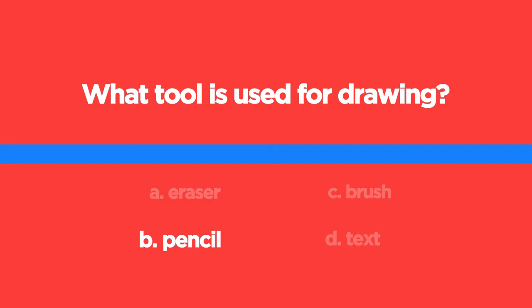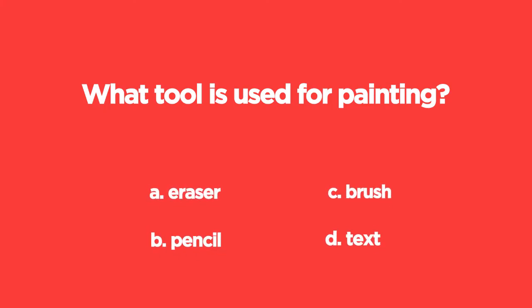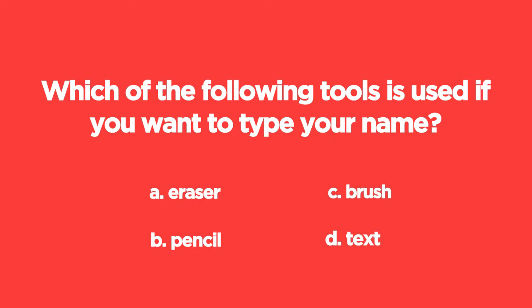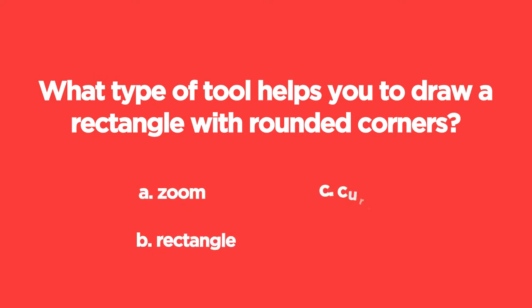Pencil. Number 3. What tool is used for painting? A. Eraser. B. Pencil. C. Brush. D. Text. The correct answer is letter C. Brush. Number 4. Which of the following tools is used if you want to type your name? A. Eraser. B. Pencil. C. Brush. D. Text. The correct answer is letter D. Text.